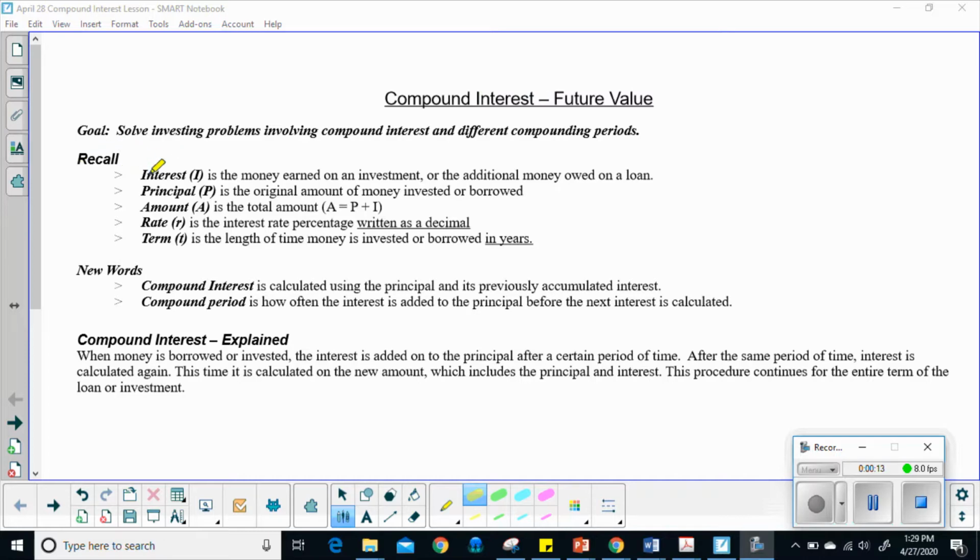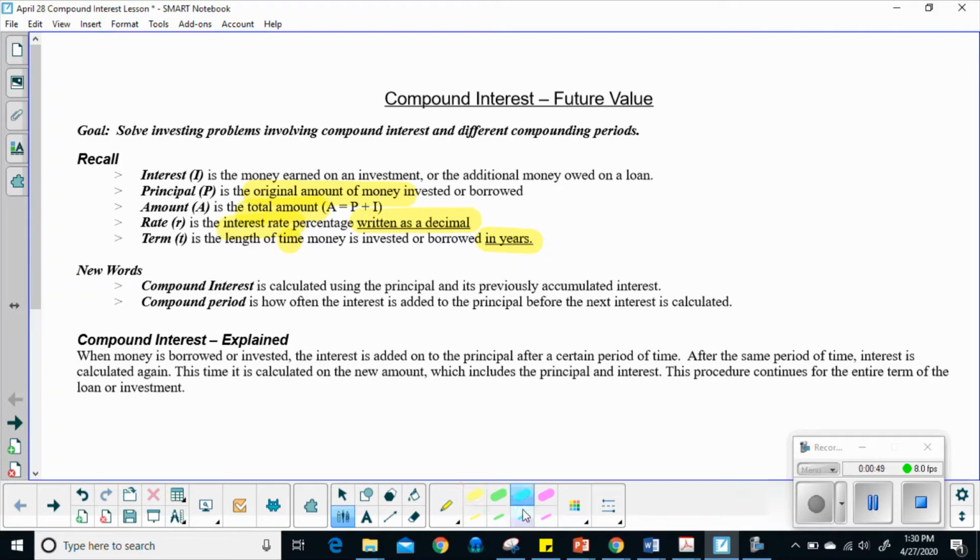Okay, so recall from simple interest, interest is the capital I. It's the money earned on an investment or the additional money owed on a loan. Principal is P. It's the original amount of money. The amount is the total amount, and that's our capital A, so it's our starting amount plus our interest. R, our little r, is our interest rate, and remember we have to write that as a decimal. Our term T is the length of time that the money is invested or borrowed, and remember we have to keep that in years, so sometimes you have to make a conversion.